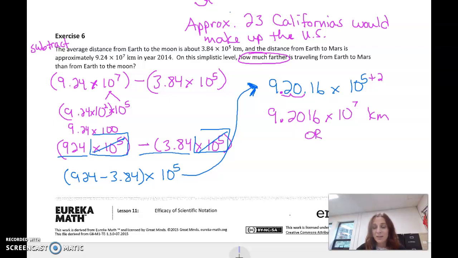Or in this case, if we wanted the standard form, we would move the decimal point over 4 times and then another 3, total of 7 times. 4, 5, 6, 7, and we get 92,016,000 kilometers farther. Again, ladies and gentlemen, efficacy of scientific notation. Scientific notation allows us to do some approximations, do some calculations with really large or really small numbers.